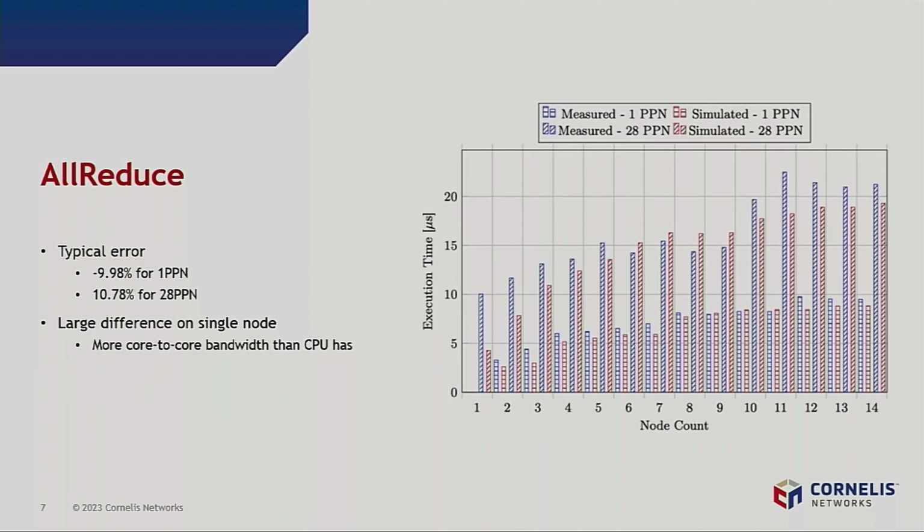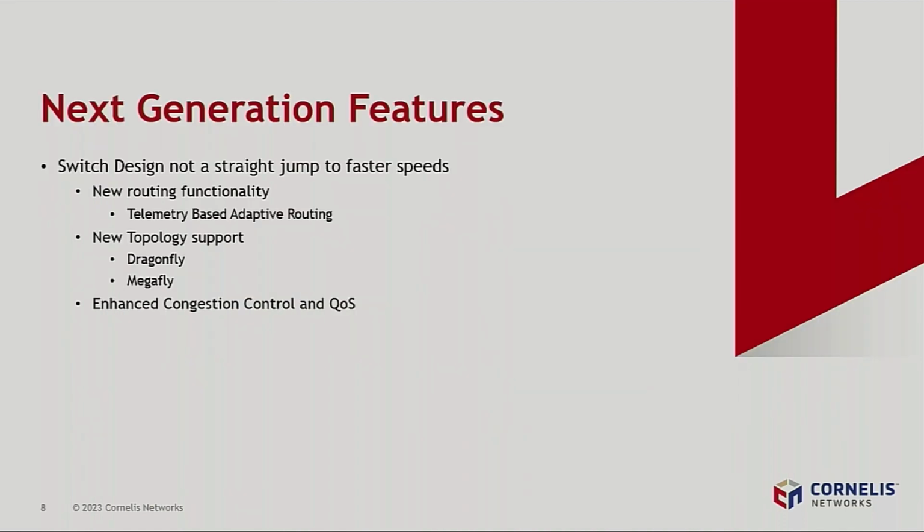We then looked towards doing allreduces, which are quite complicated operations to do because there's lots of software overhead, and for 28 processors per node, we ended up with about a 10% error, which is really good. When I started at Cornelis, we improved that further to about 8% when we went away and timed some of the RTL of our old hardware and plugged that into our model.